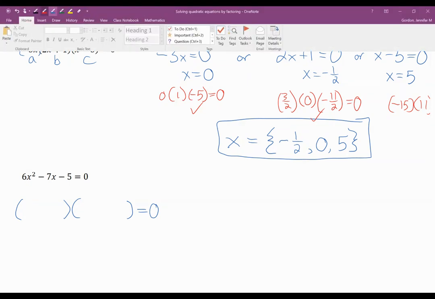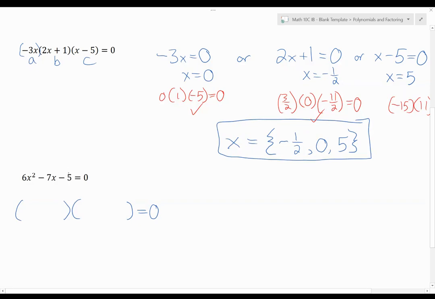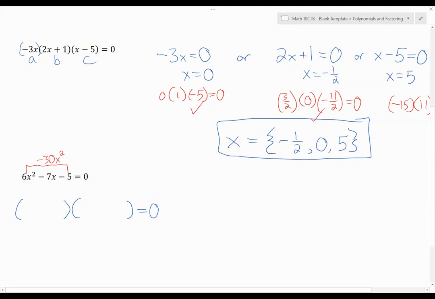So to recall how I would factor, 6 times negative 5, or 6x squared times negative 5, is negative 30x squared. And I'm considering what would be two terms that would multiply together to give me negative 30x squared, but would add together to give me negative 7x. So that is negative 10x and 3x.